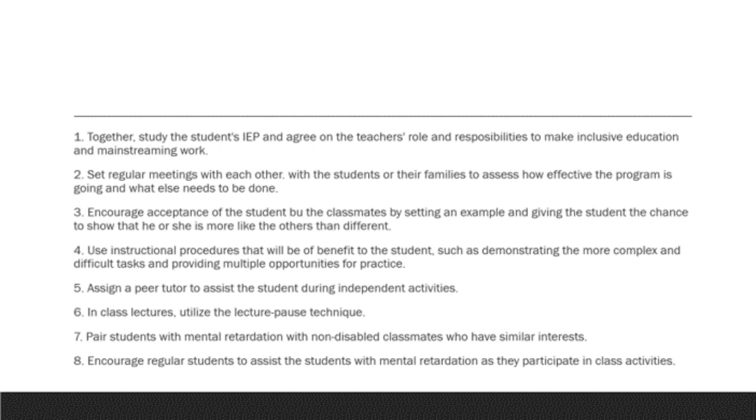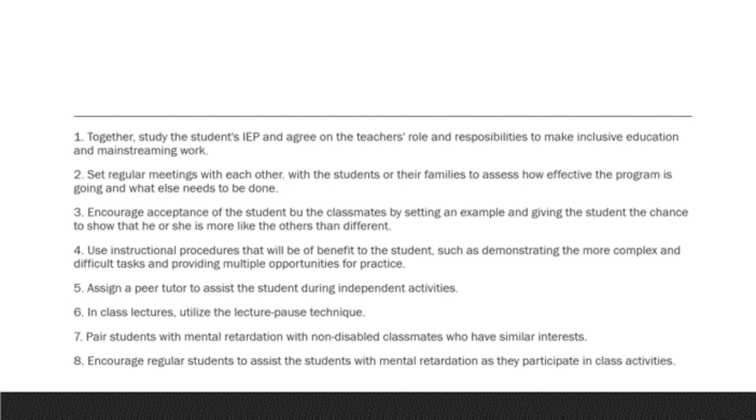Number three, encourage acceptance of the student by the classmates by setting an example and giving the student the chance to show that he or she is more like the others than different. Number four, use instructional procedures that will be of benefit to the students, such as demonstrating the more complex and difficult task and providing multiple opportunities for practice. Number five, assign a peer tutor to assist the student during independent activities.